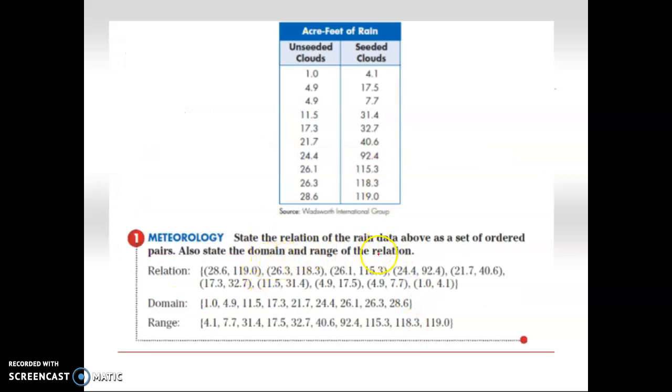State the relation of the range data above as a set of ordered pairs. Also state the domain and range of the relation. So right here, your set of ordered pairs, you would just make them an ordered pair, 1 and 4.1. There it is right there. These are all your x values, which would be your domain. And these right here are all your y values, which would be your range.